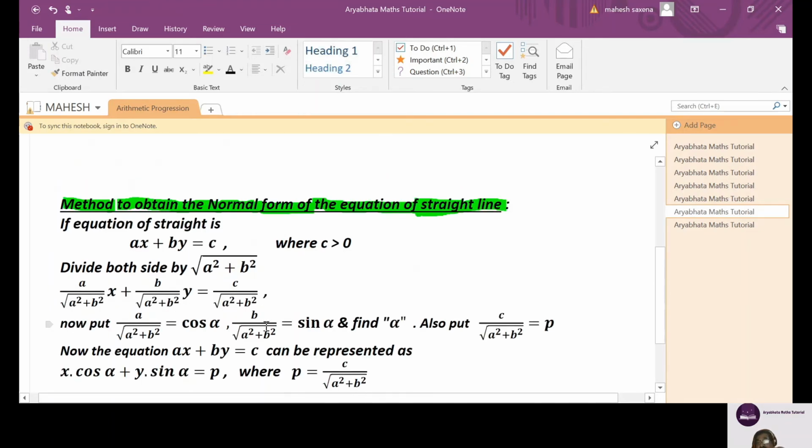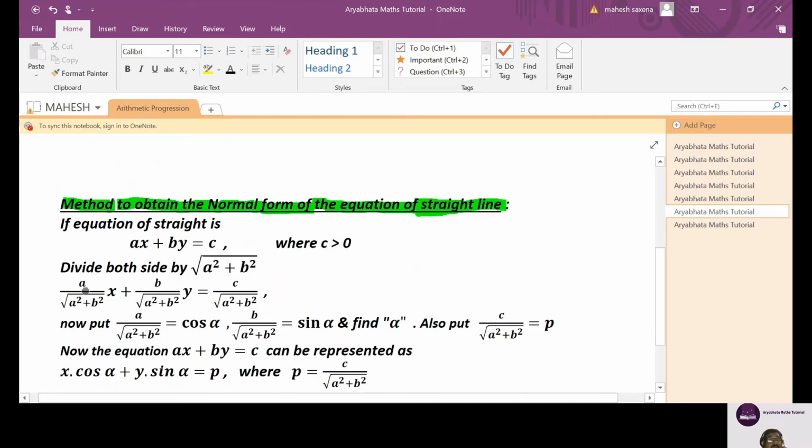Now I am describing the method by which you can convert the equation of a straight line into the normal form. Suppose the equation of a line is ax plus by is equal to c, where c is positive. Always this constant should be kept positive. Now divide the whole equation by root of a square plus b square.